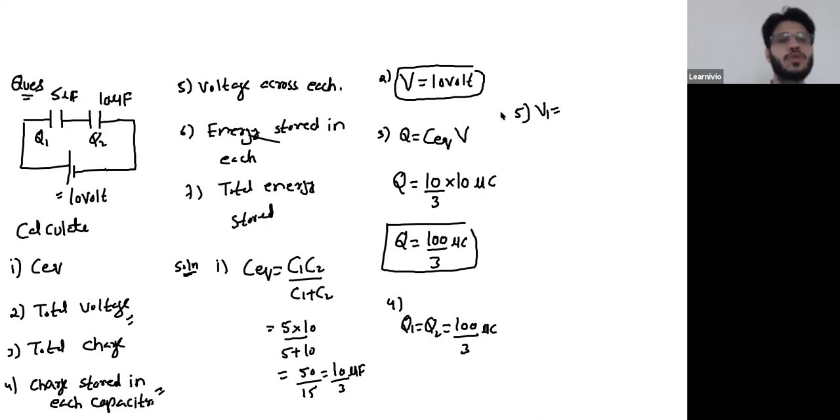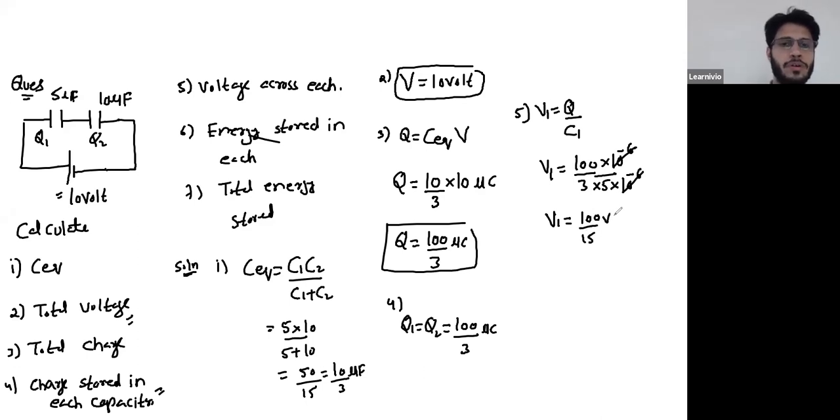Fatma, how would you calculate V1? Q by C1. It's total charge by C. Yes, of course, it's Q by C. So Q1 is 100 by 3. What is the unit of Q1? It's micro coulomb. So to remove micro, I just multiply with 10 raised to the power of minus 6. Then C1. How much is C1? C1 is 5 microfarad. 5 into 10 raised to the power of minus 6. So that gets cancelled out. So your V1 is 100 by 15.